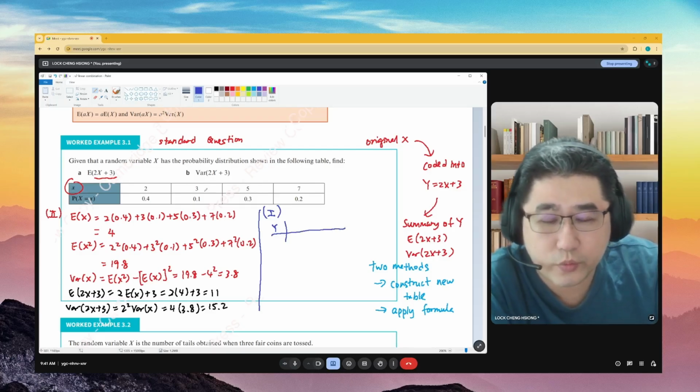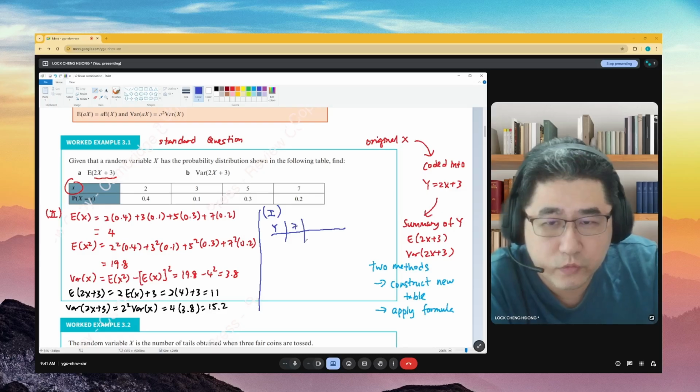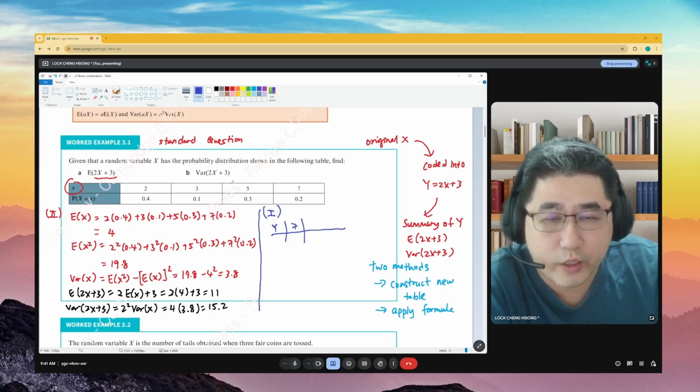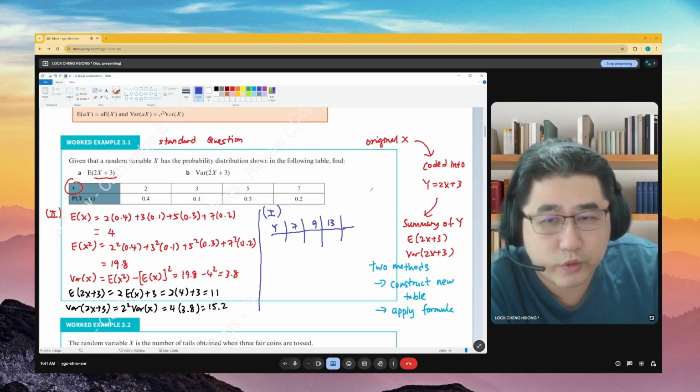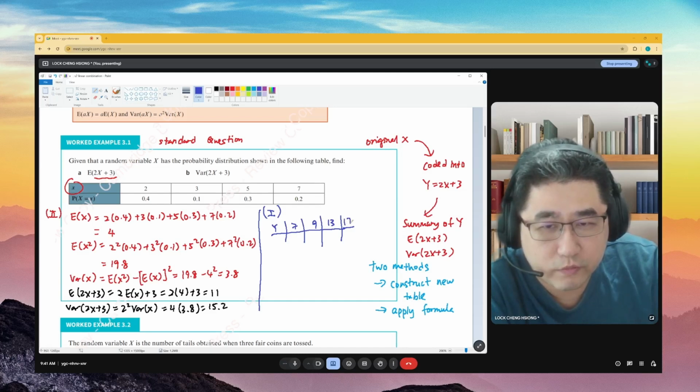2 times 2 plus 3, so it's a 7. 3 times 2 plus 3, therefore I have a 9. 2 times 5 plus 3, so 10, this is 13. And 7 times 2 plus 3, 14 plus 3, 17.